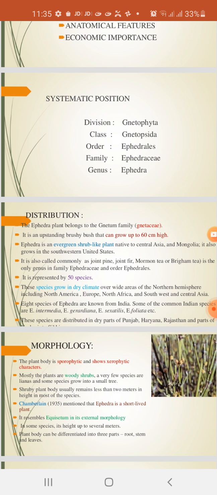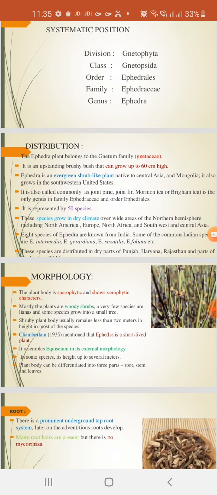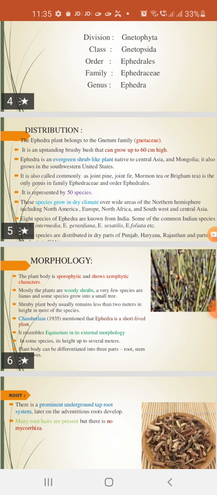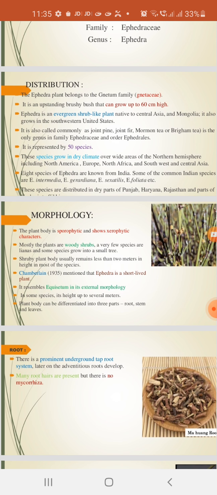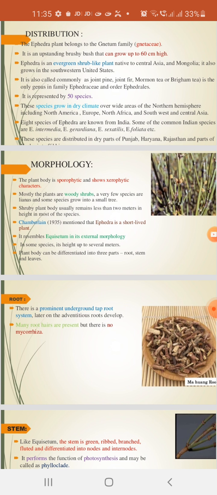The plant body is sporophytic and shows xerophytic characters. It is a woody shrub, and in its external morphology it resembles Equisetum. It has three parts: root, stem and leaves. The root is a tap root with adventitious roots, and it has root hairs. There is no mycorrhiza.